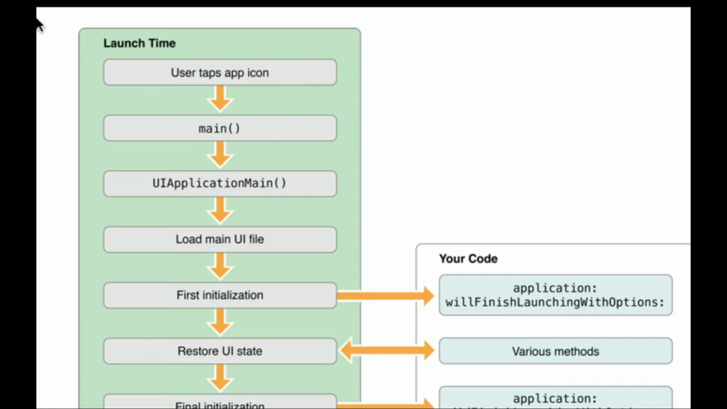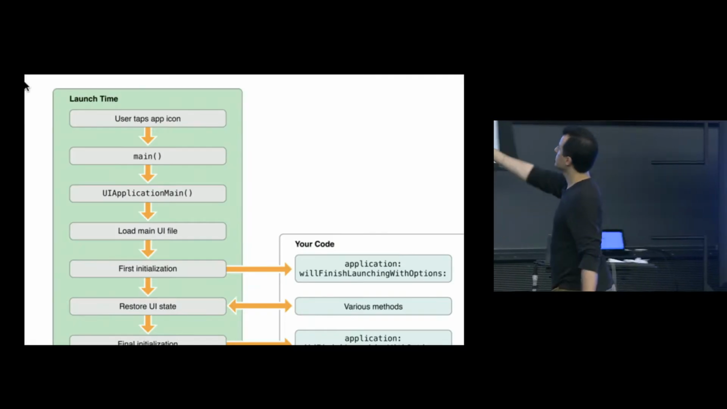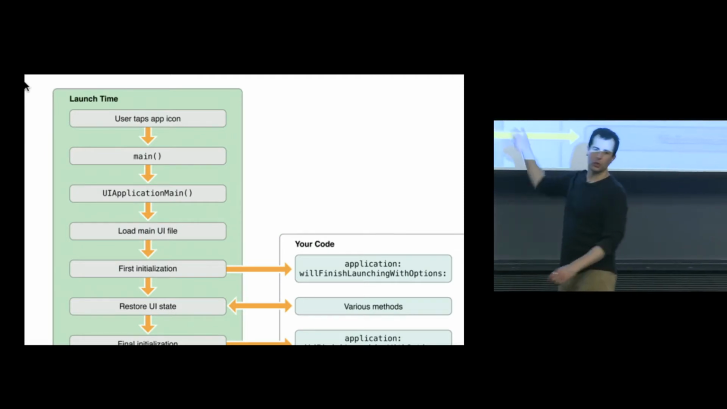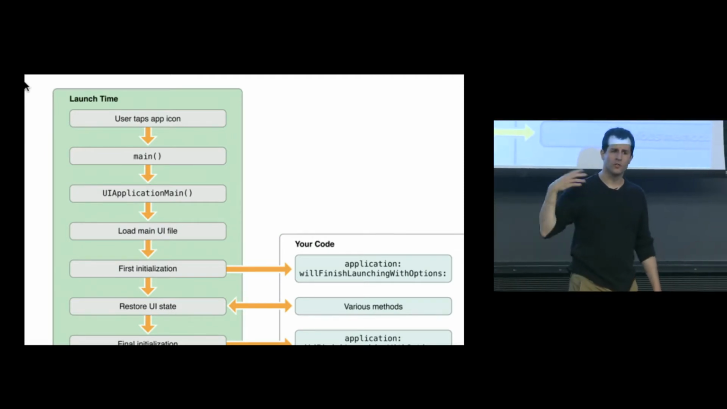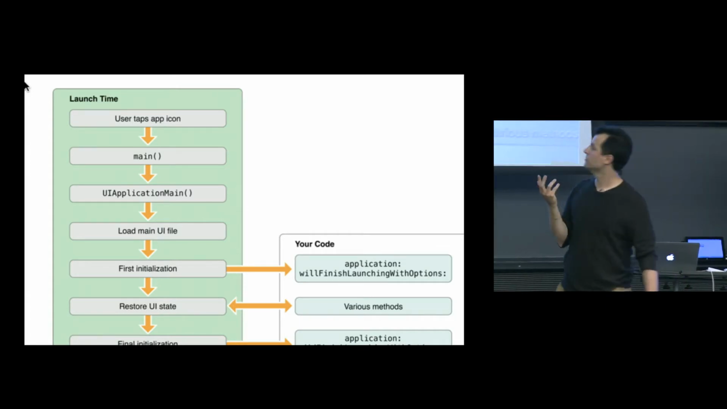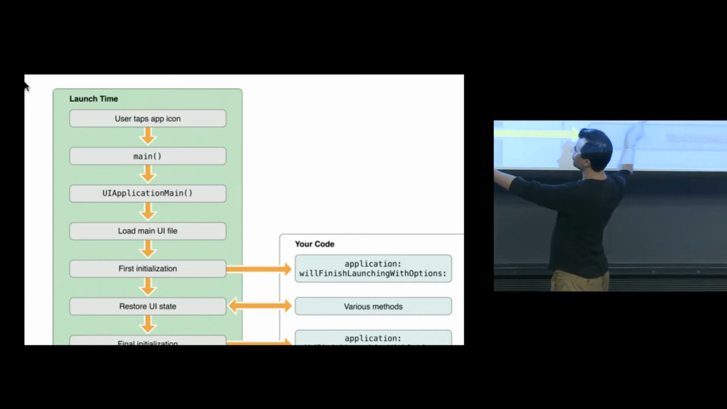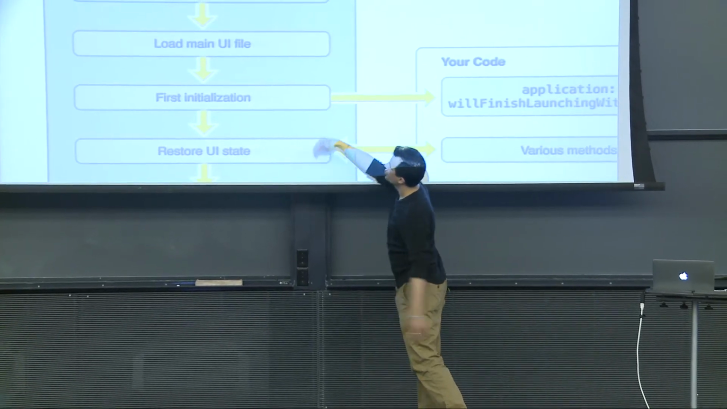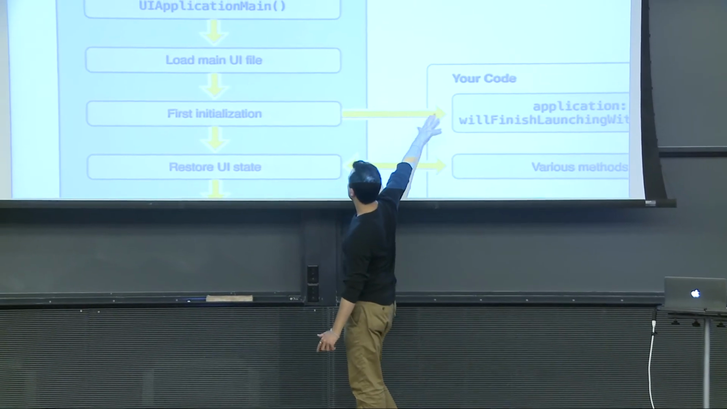And then we load the main UI file, UI being just user interface, so something having to do with the visual aspects of my program. First initialization, whatever that means. Maybe it's loading some of my top scores if it's a game, or maybe it's loading my bank account information from cache, something like that, some piece of data. And now we have a fork in the road, but let's just go straight down and assume that I haven't written any code yet.